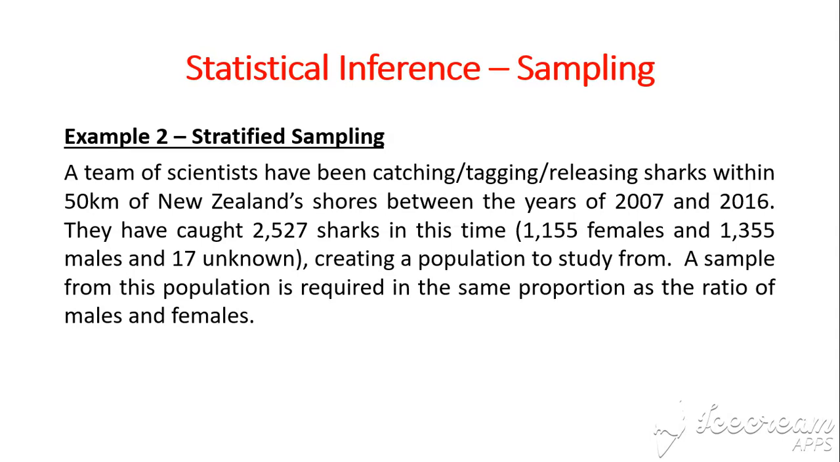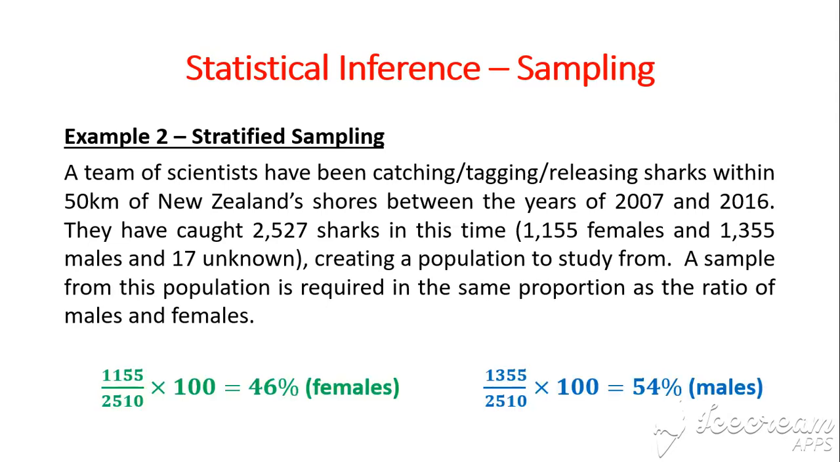Now we need to create a sample from this population in the same proportion as the ratio of male to female. So we're not going 50%, 50%. We're going to do it in the same proportion as the male to female. Now when I do work out my percentages, it's pretty close to 50%. And to be honest, you could easily get away with simple random sampling. But we're going to be a bit trickier and not do 50%, 50%. We're going to do our proportions based on 46% female, 54% male.